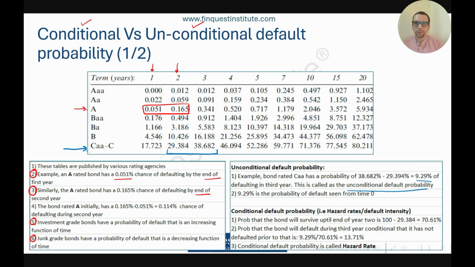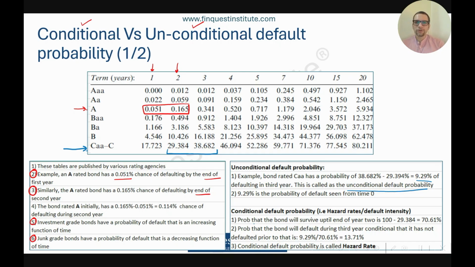Now, let's try to expand on this analysis and try to understand what is a conditional default probability. Many times, reference books might call the conditional default probability by words like hazard rate or default intensity. So these are synonymous terms which many books might use.